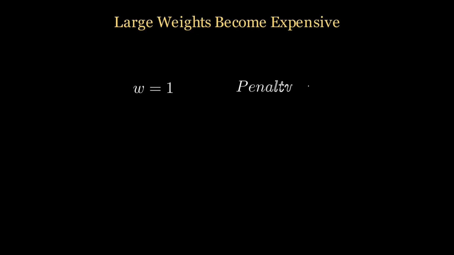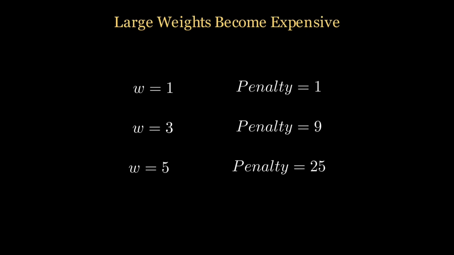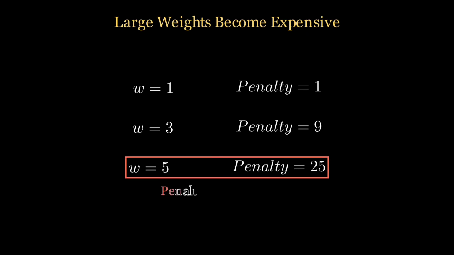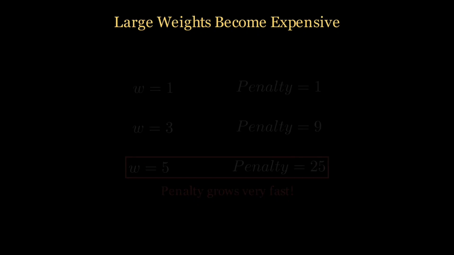Notice how the penalty changes. When the weight is 1, the penalty is only 1. When the weight increases to 3, the penalty becomes 9. And when the weight reaches 5, the penalty jumps all the way to 25. Large weights quickly become expensive.